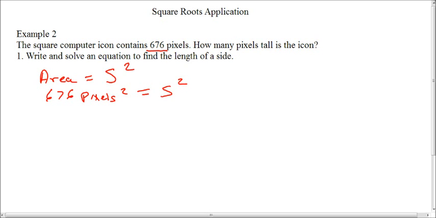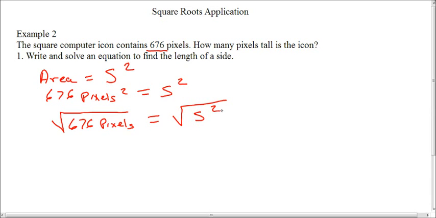And what we are trying to do now is find the square root. So here we will put our radicand, and we're going to put in here 676 pixels. Okay, and that's going to equal the square root of side squared. Now, where do we go from there?